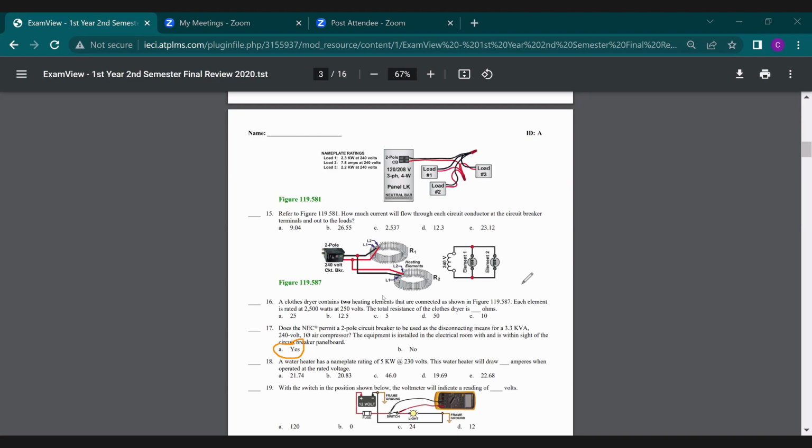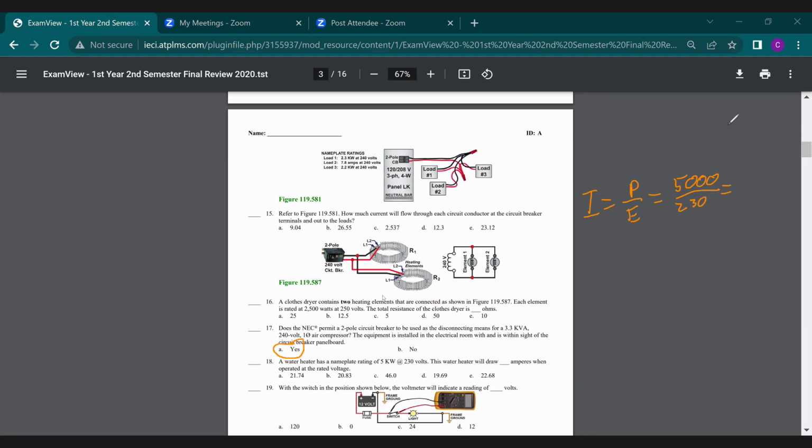Let's take a look at 18. A water heater has a nameplate rating of 5 kilowatts at 230 volts. The water heater will draw blank amps when operated at its rated voltage. So if it's at its rated voltage, I can take that nameplate as gospel. Amps is what we want to find, and amps is equal to P divided by E. In this case, they give us that P as 5,000 watts divided by our volts, 230.